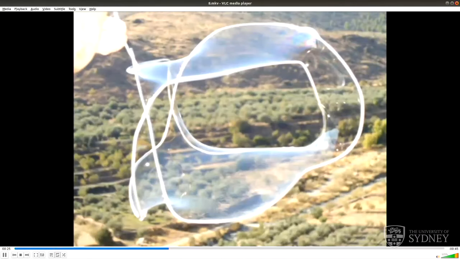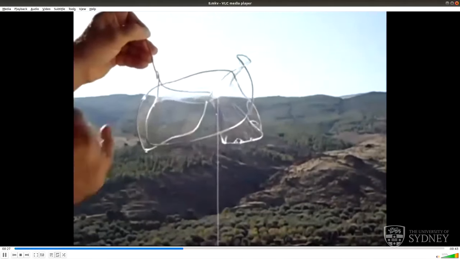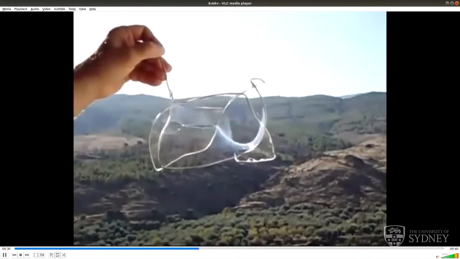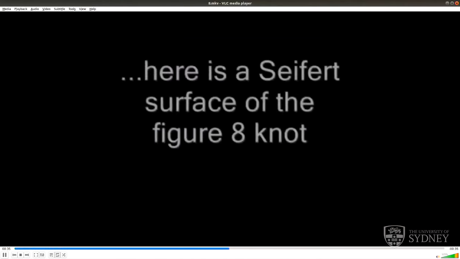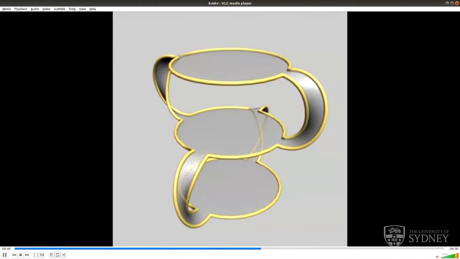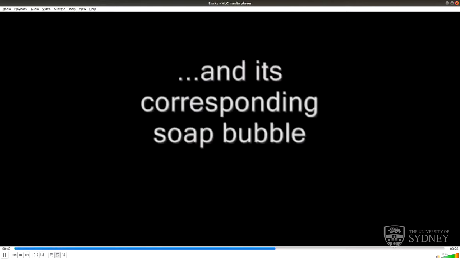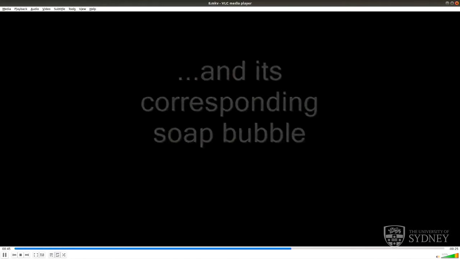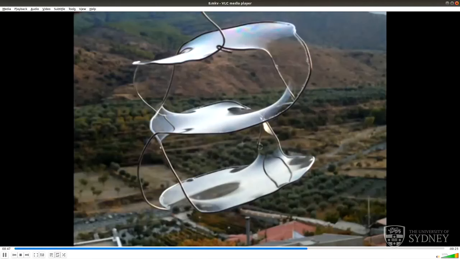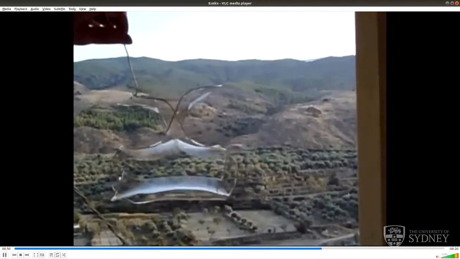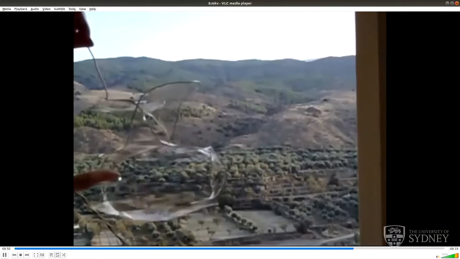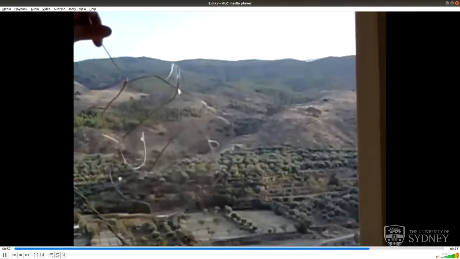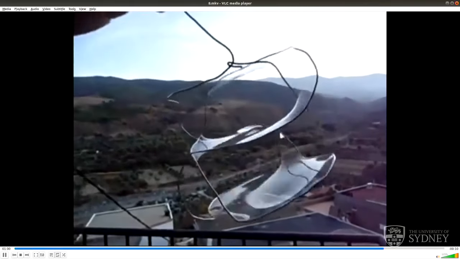So if you put them in soap, they come out quite nicely, up to some fluctuations because it's real life, and they have a surface bounding the knot. So you build the knot out of wire, and the soap will minimize its area because of tension, and what you will get is really beautiful. It's actually a Seifert surface. Again, there will be some fluctuations that you can get rid of, but eventually you just get those beautiful surfaces. Absolutely amazing.